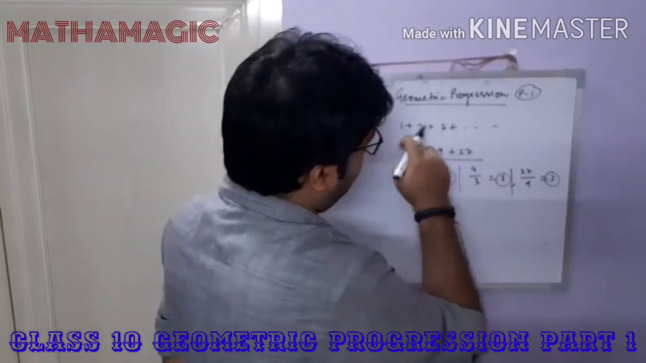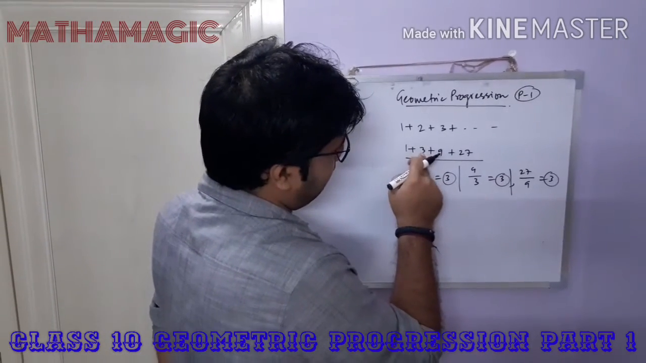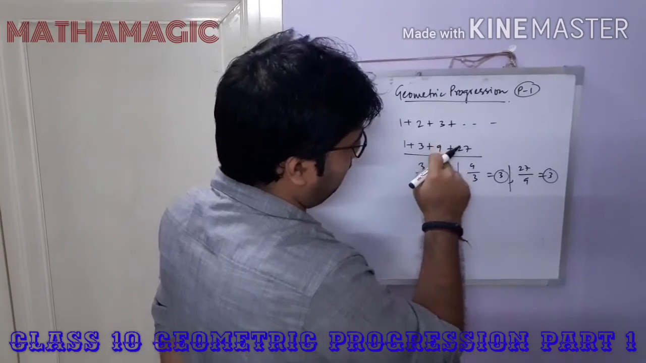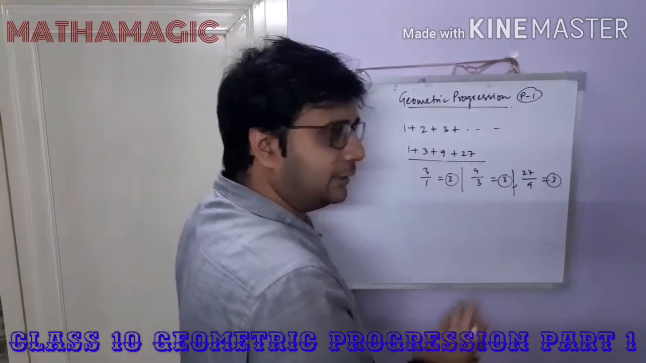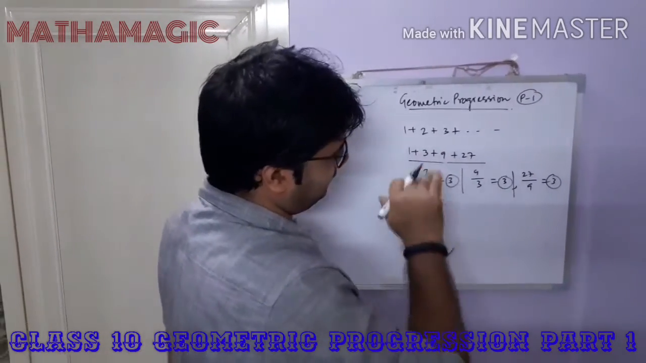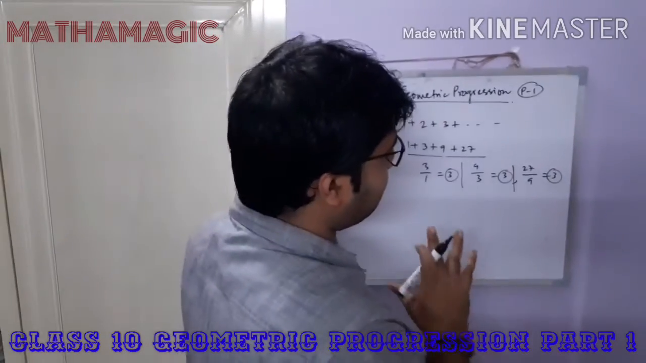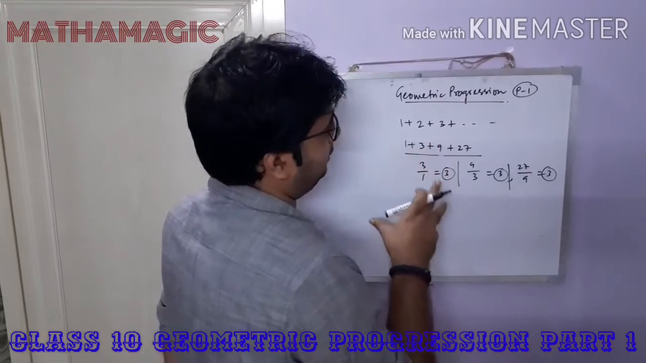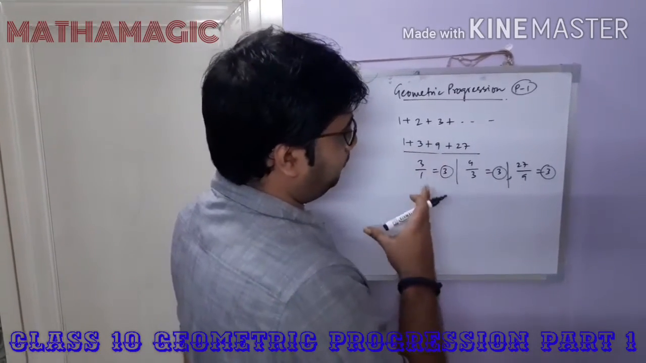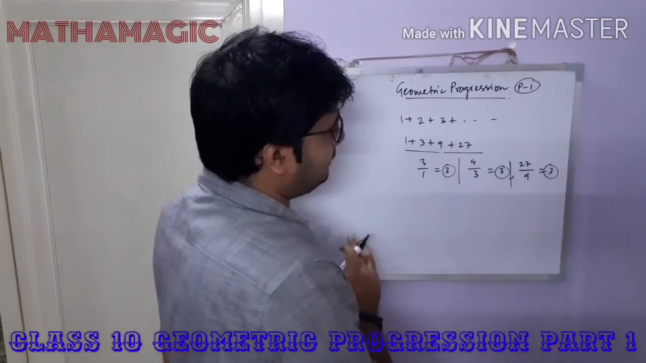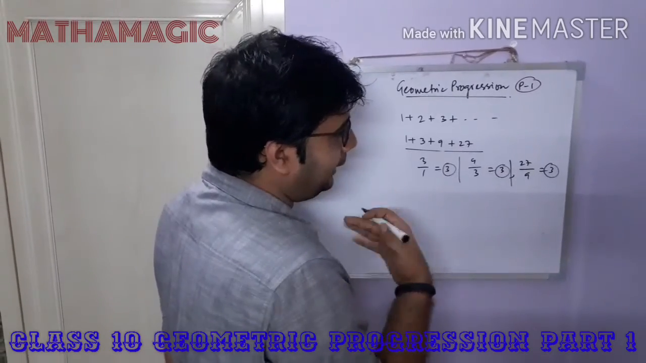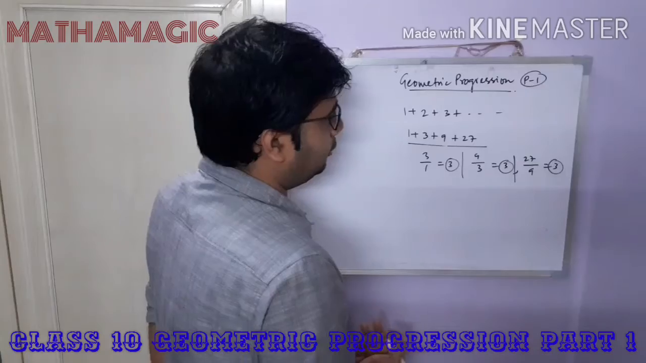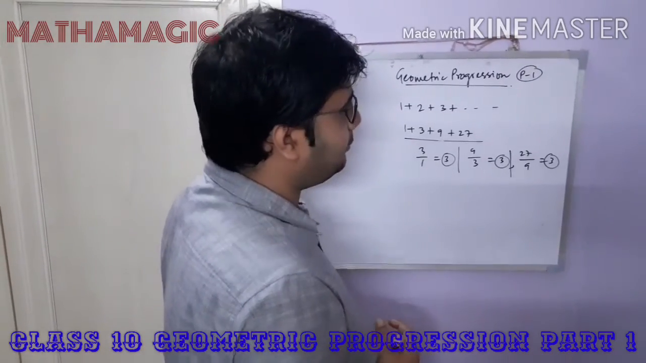That means by multiplying 3 with the first term we get the second term, by multiplying 3 with the second term we get the third term, by multiplying 3 with the third term we get the fourth term. This is how it goes on. So this is the concept of GP. If the series is in this format, then it will be called a GP. That means if a series maintains a common ratio between its terms, then it is a GP series.